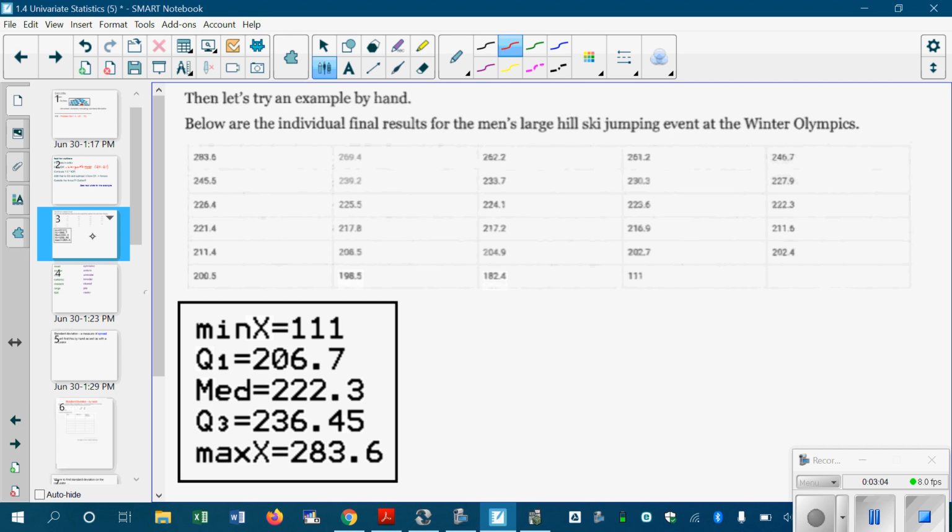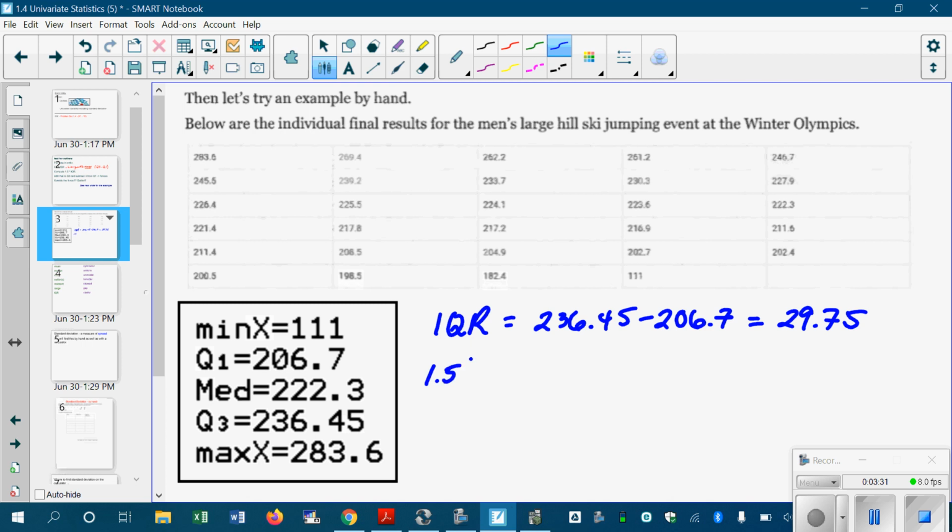So if you recall, the first step was to put things in order. The second step was to find the IQR. So from my 5-number summary, I will find the IQR by taking the third quartile and subtracting the first quartile. So the distance between Q3 and Q1 in this case is 29.75. Then I'm going to take 1.5 times that result. 1.5 is just a fact of the rule, right? Rule of thumb. And I get this number, 44.625.